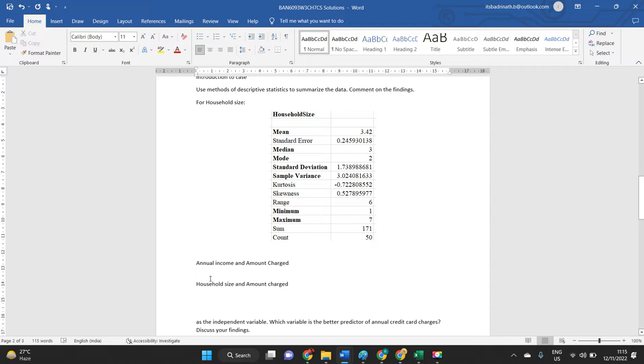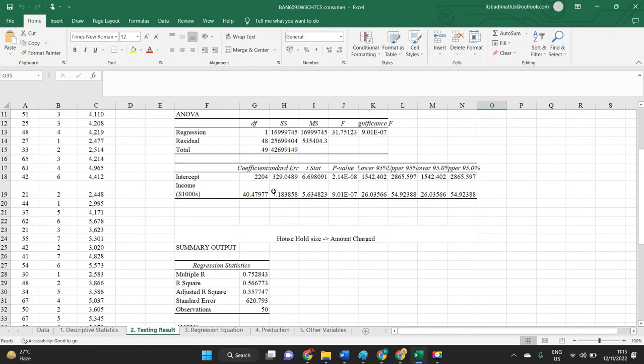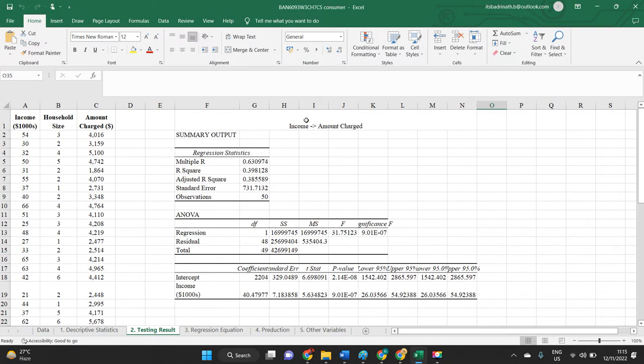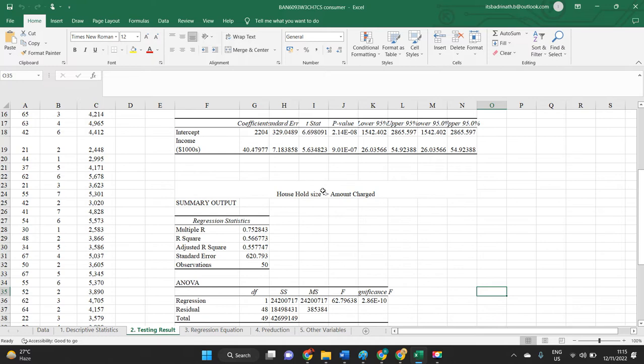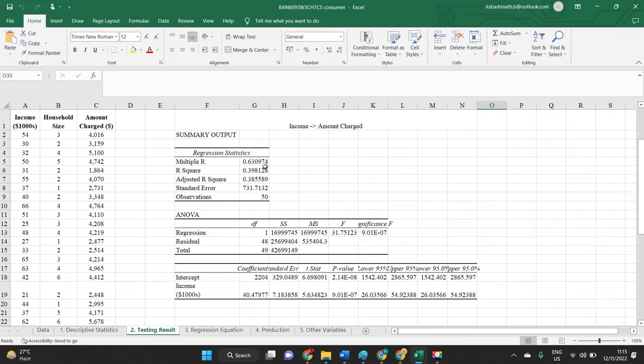For this, I created a linear regression equation for both. The first is for income and how income is related to amount charged, meaning using income value we can predict amount charged. Then we worked on household size and how amount charged can be predicted using household size, using linear regression analysis. When I applied linear regression analysis, this is the result we got.